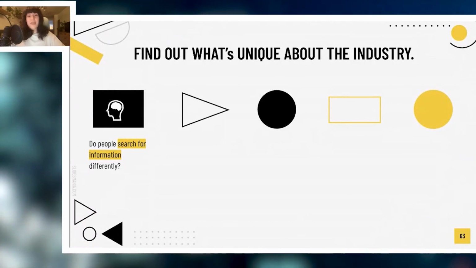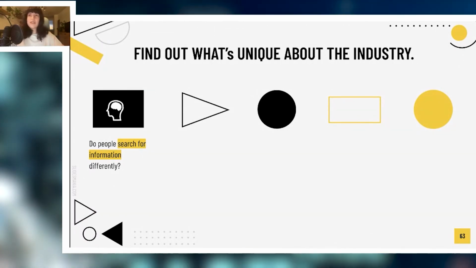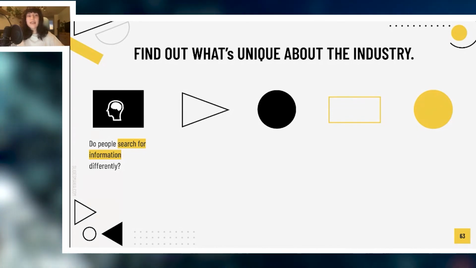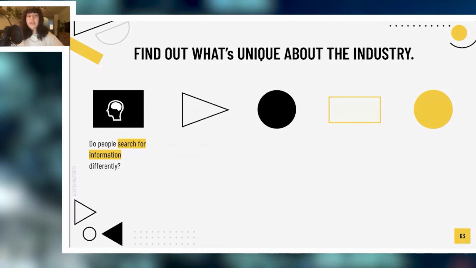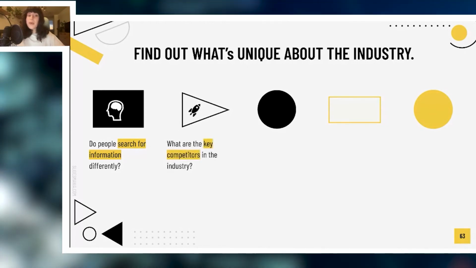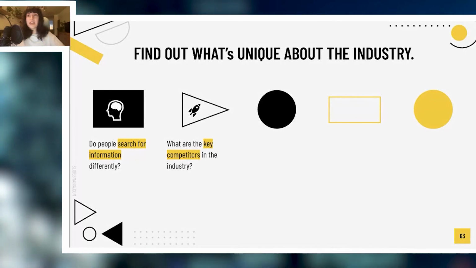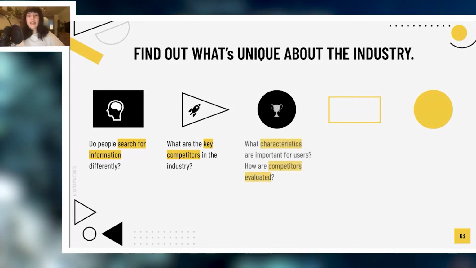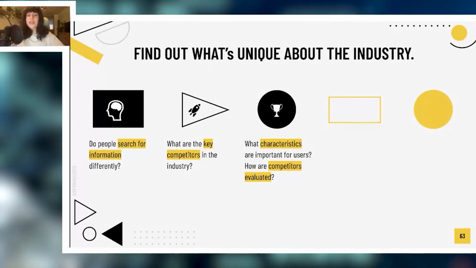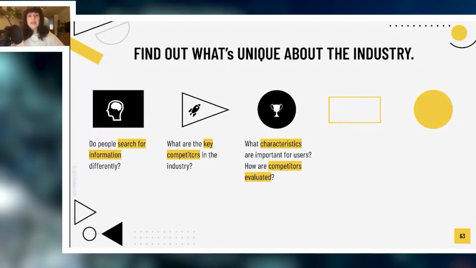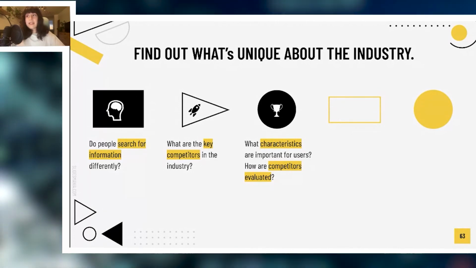First of all, you need to find out what's unique about the industry. And I've split this down into different questions that you need to ask. First is, do people search for information differently? What are the key competitors in the industry? This will help you to create your navigational intent filters. Then, what characteristics are important for users? How are competitors evaluated? This will help you build the filters for intent that is commercial.